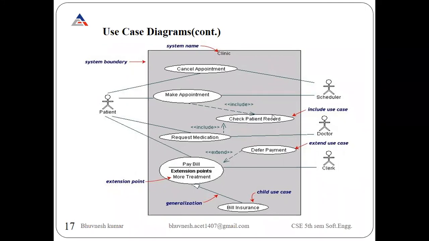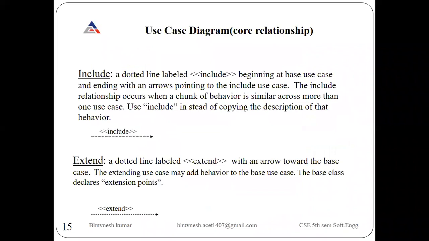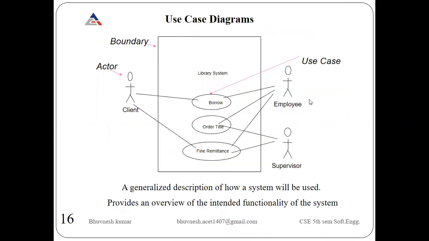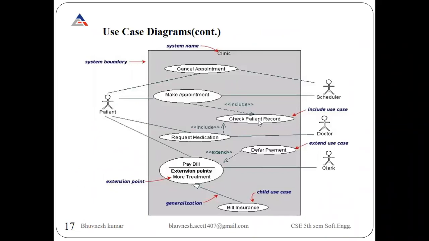And this use case is included in your request medication as well as your make appointment. It means the include relationship occurs when a chunk of behavior is similar across more than one use case. And this check patient is similar for your make payment as well as for request medication. That is why we have given an include relationship.